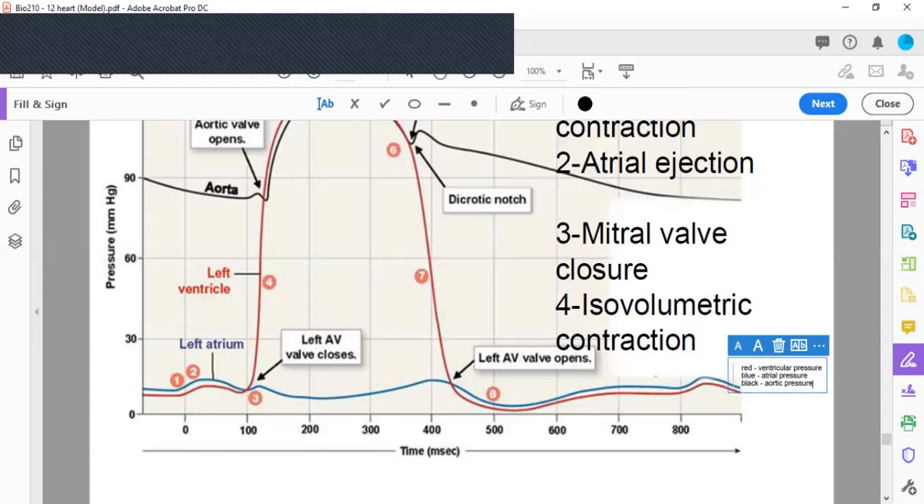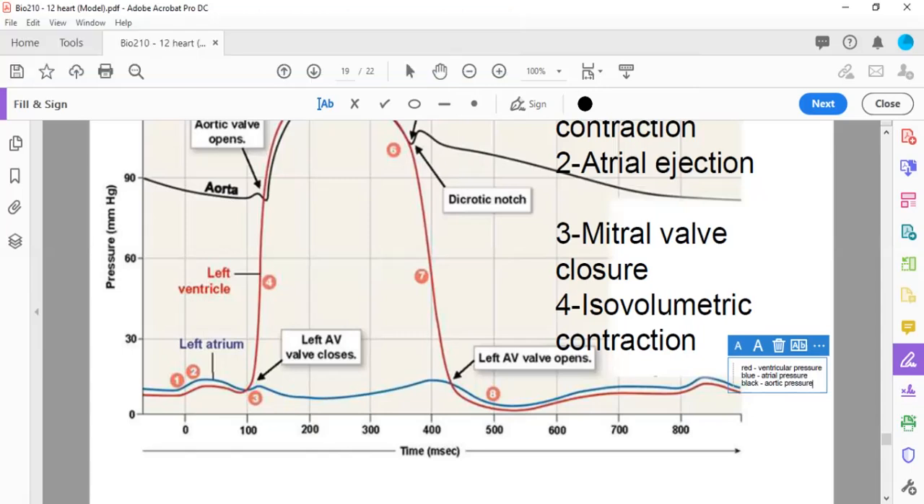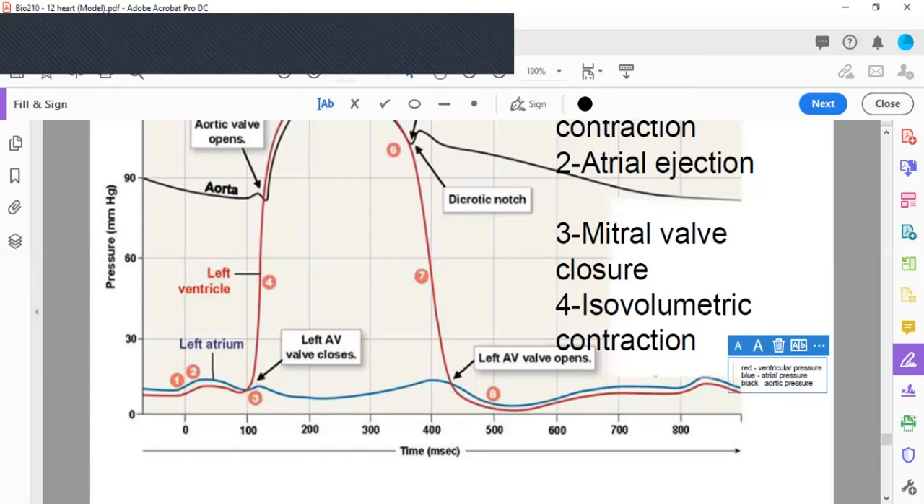So when you look at these lines, they represent the pressure of different parts. For example, the blue line right here represents the pressure of the atrium. The red line represents the pressure of the ventricle, and the black line represents the pressure of the aorta. So let's begin with 1, 2, and so on.